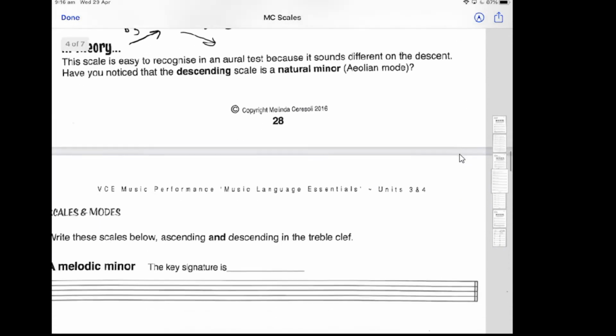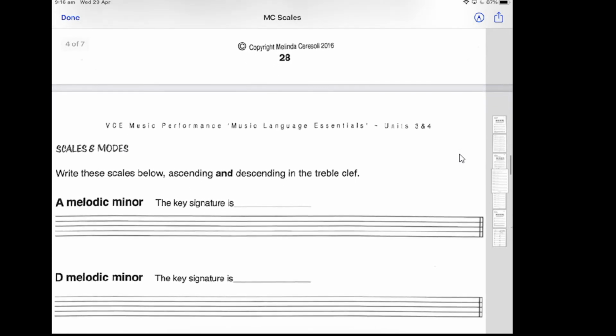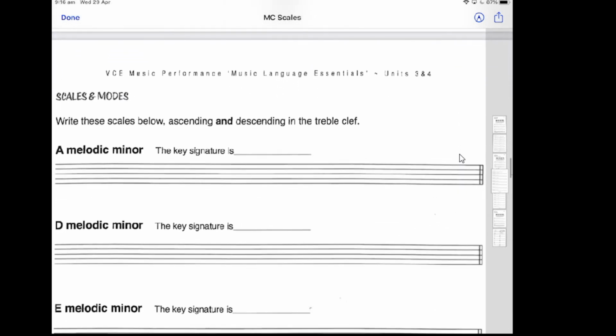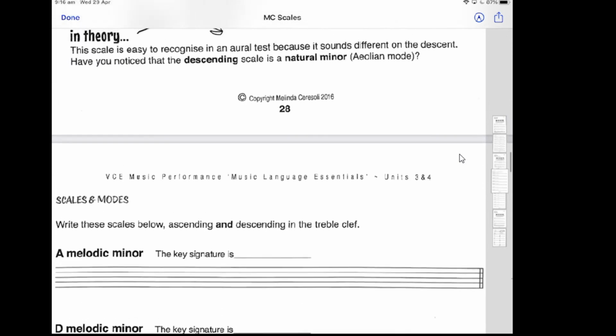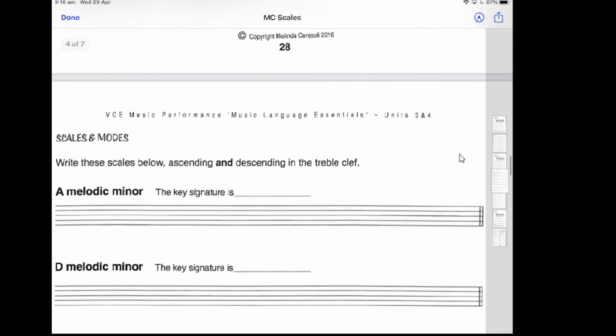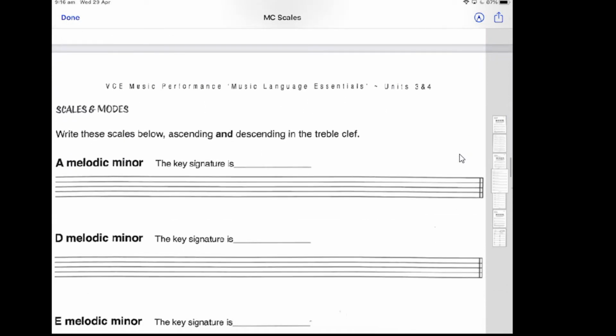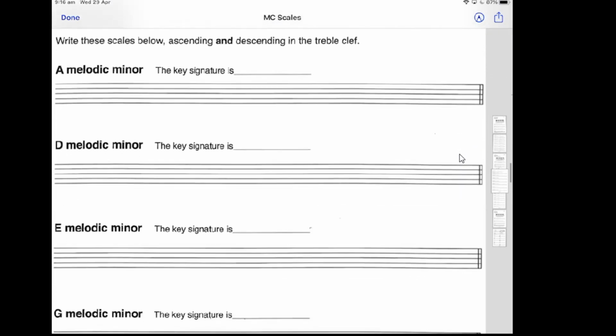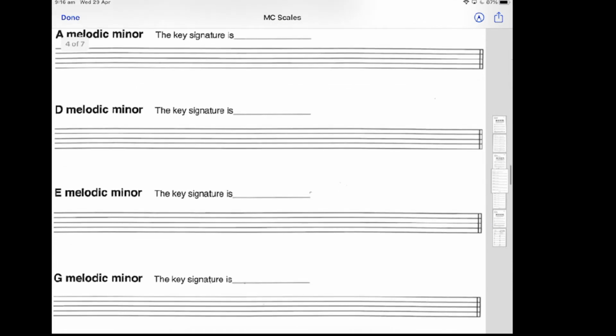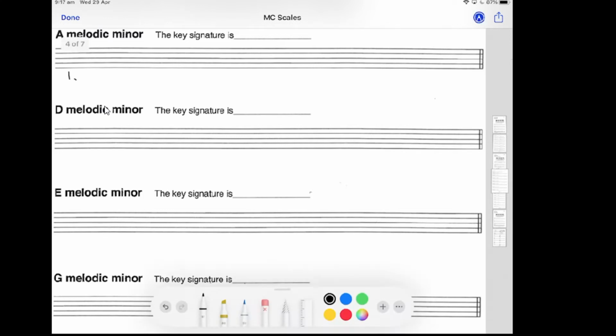So I'm going to move into the next page. So this is page 29. Now I'm actually going to leave A melodic minor alone because we just did it on the previous page. You can work that one out yourself because it's just on the next page. In fact, it's just a copy it across if you want. Let's have a look at D melodic minor right here. So first things first, what are the steps? Step 1 is work out the major first.